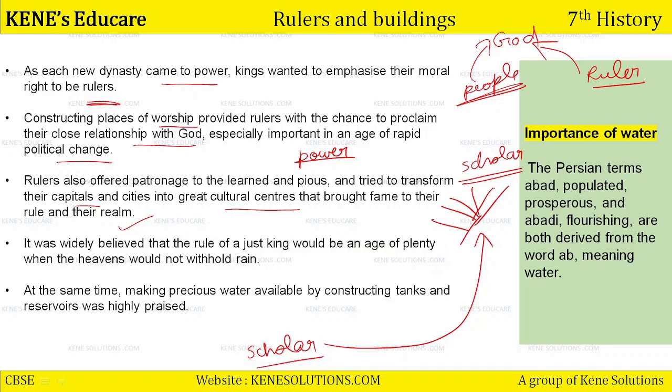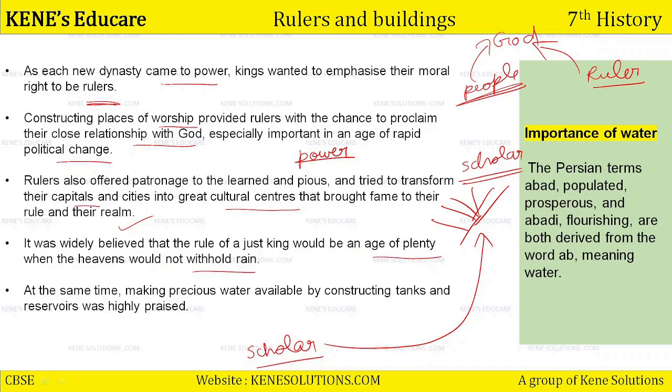And this is how your rule will also get famous, and you will be considered a very powerful, very influential ruler. It was widely believed that the rule of a just king would be an age of plenty, when the heavens would not withhold rain.